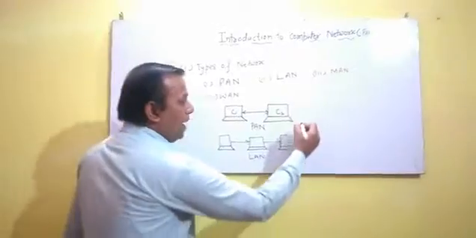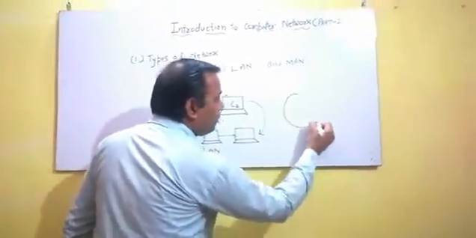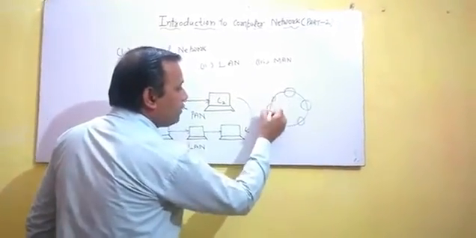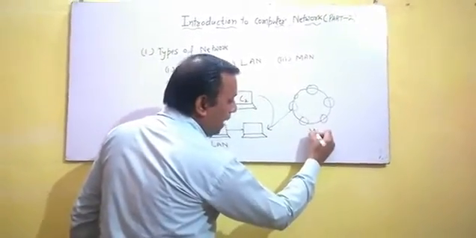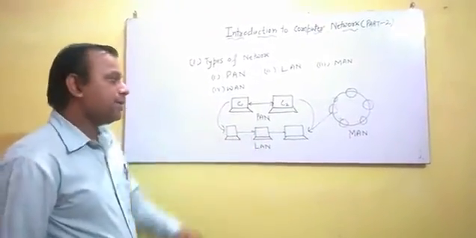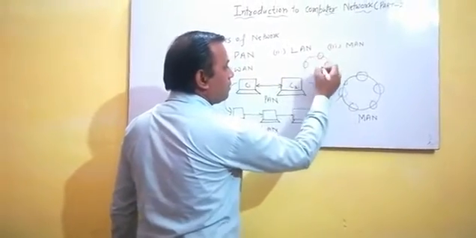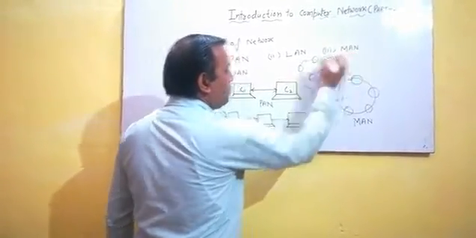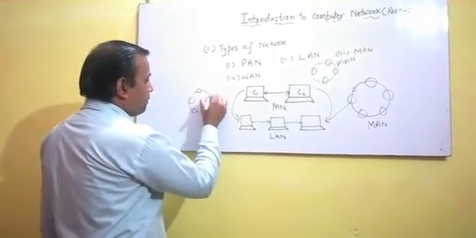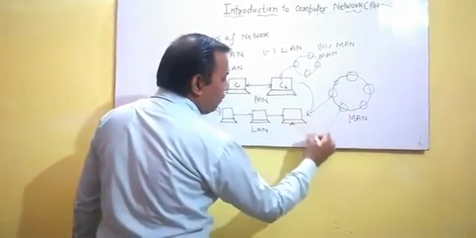When we are talking about MAN, we combine these and connect them with another network. Let these be the number of computers; we connect them, and it forms a MAN. And when we are talking about WAN, it comprises various MANs. Let it be a MAN, and it's also a MAN here. When these are all connected, it forms a WAN.